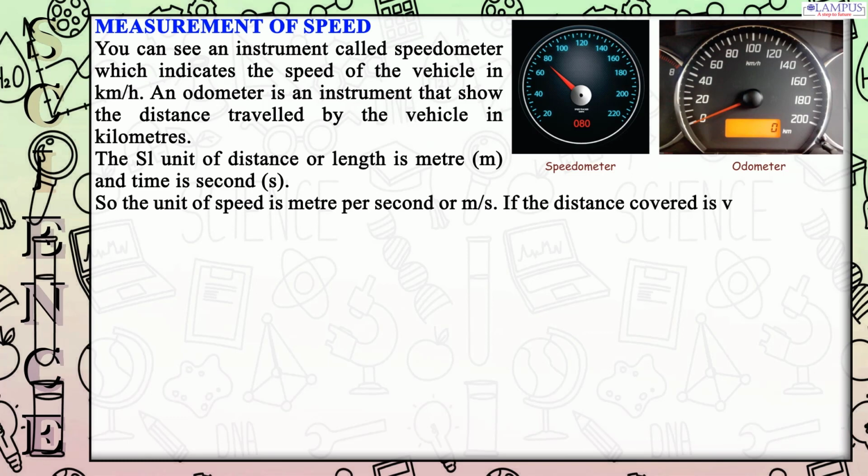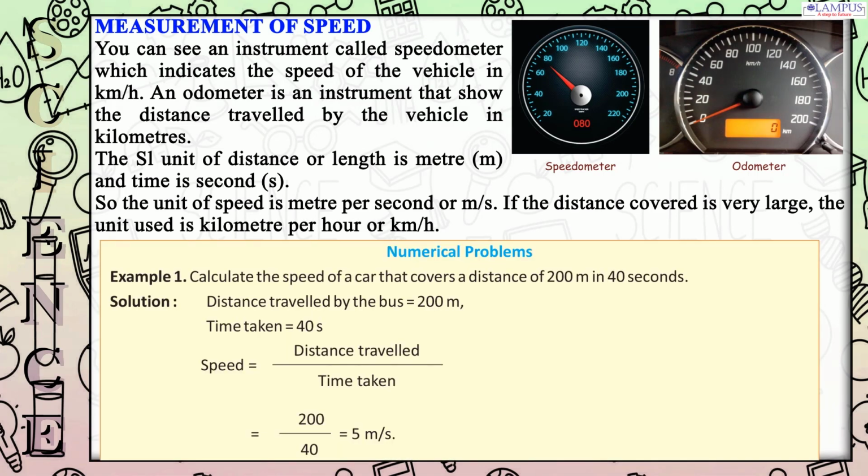If the distance covered is very large, the unit used is kilometer per hour. Example 1. Calculate the speed of a car that covers a distance of 200 meters in 40 seconds. Solution. Distance traveled by the car equals 200 meters. Time taken equals 40 seconds. Speed equals distance traveled divided by time taken equals 200 divided by 40 equals 5 meters per second.